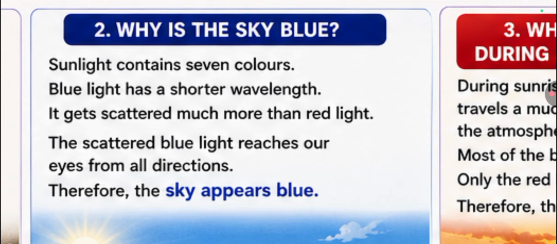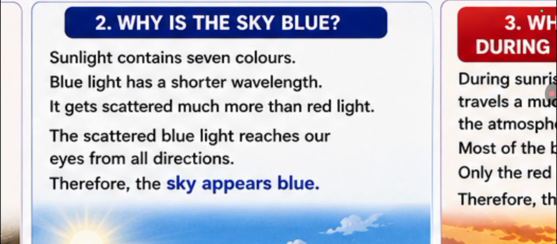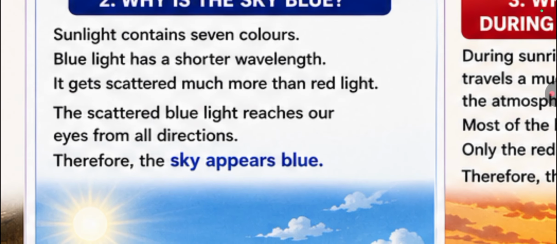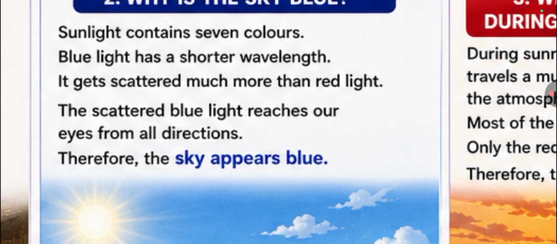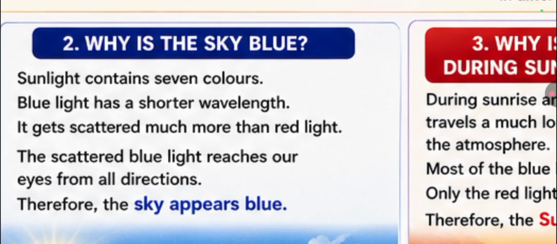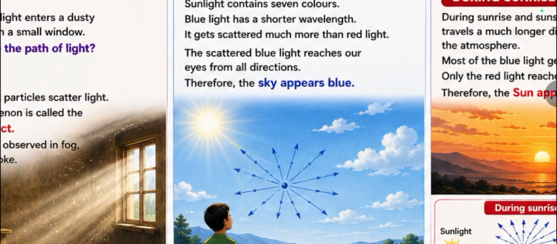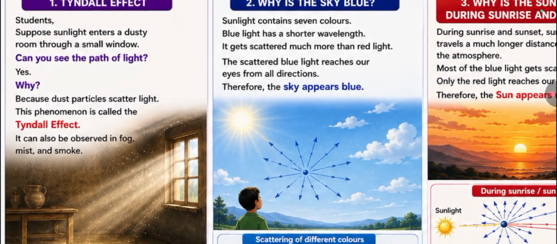Sunlight contains seven colors. We have to know that blue light has a shorter wavelength. It gets scattered much more than red light. The scattered blue light reaches our eyes from all directions. Therefore the sky appears blue. Okay. This is the cause of the sky appearing blue.